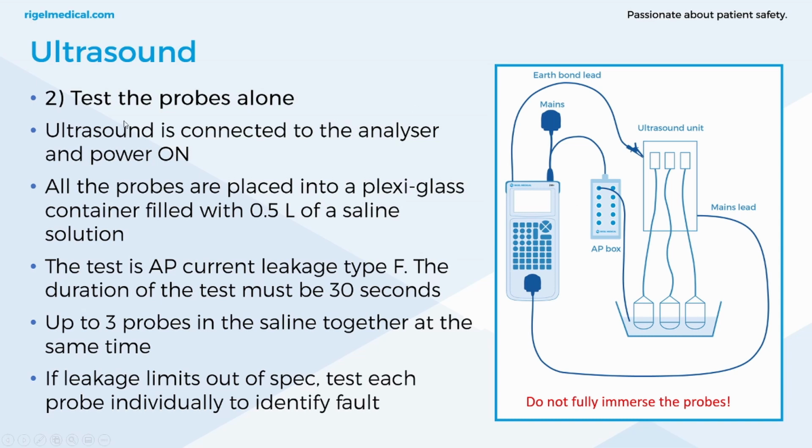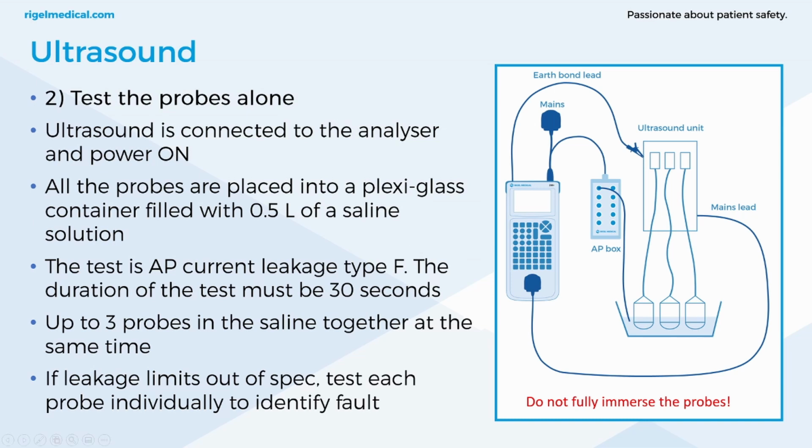In the second part, we test the probes alone. The ultrasound is connected to the analyzer and powered on. All the probes are placed into a plexiglass container filled with 500 ml of a saline solution. The test is applied part current leakage, F-type, up to 3 probes in the saline together at the same time. We do 3 to save time by grouping the patient connections by their single function. Then if we get any failures, we can investigate which probe type is failing by testing each probe individually. If leakage limits are out of spec, test each probe individually to identify the fault.